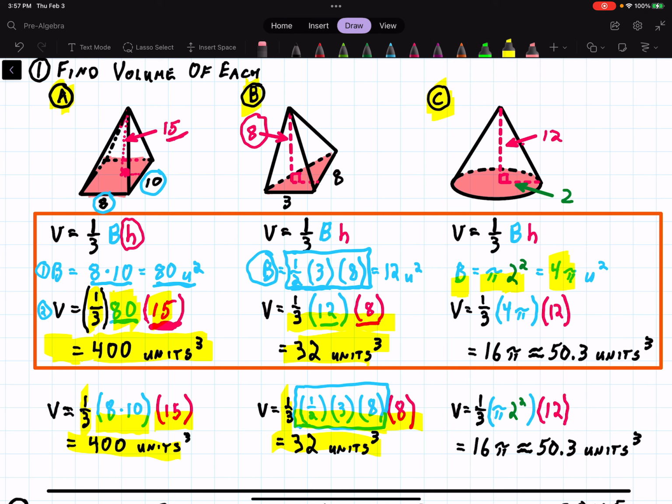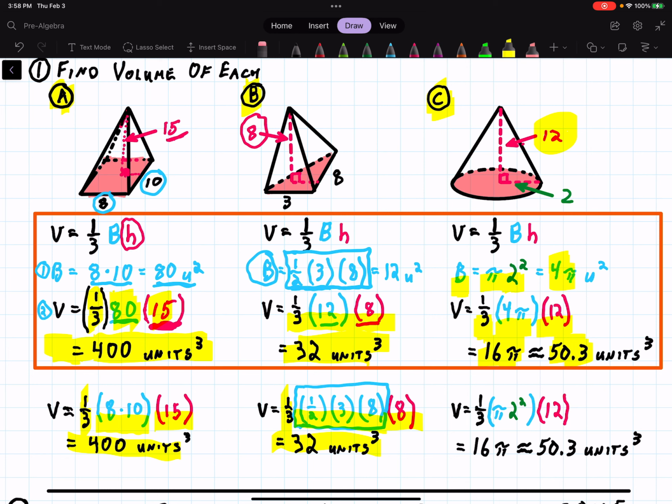So basically, I end up with 4 squared as my area of my base. It's not 4 squared, it's 4 times pi. So I plug it into the original formula. 1/3 times the area of my base is 1/3 times 4 pi times 12, which is the height. I got that from up there. And that gives me 16 pi, or 50.3 units cubed.